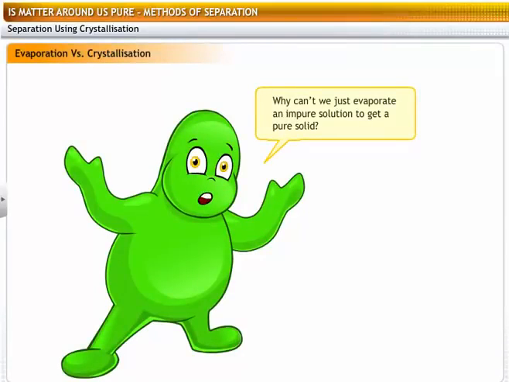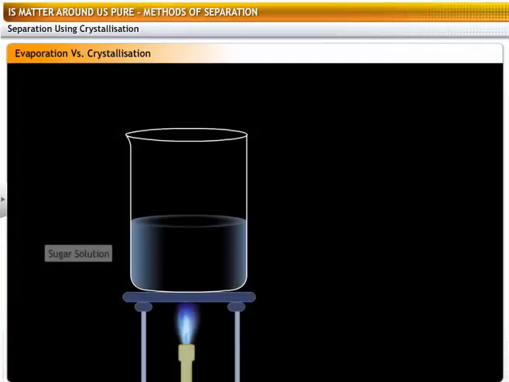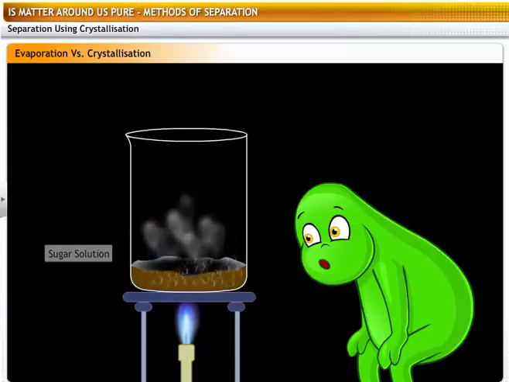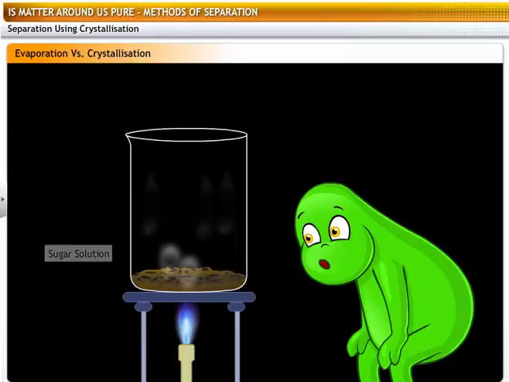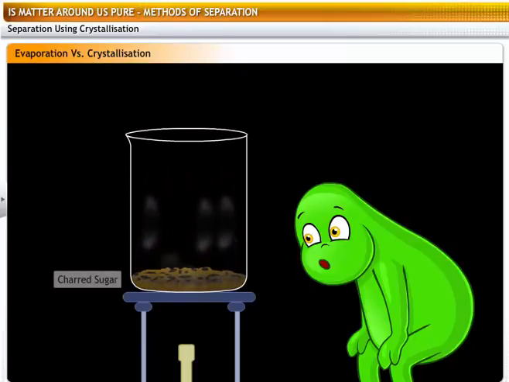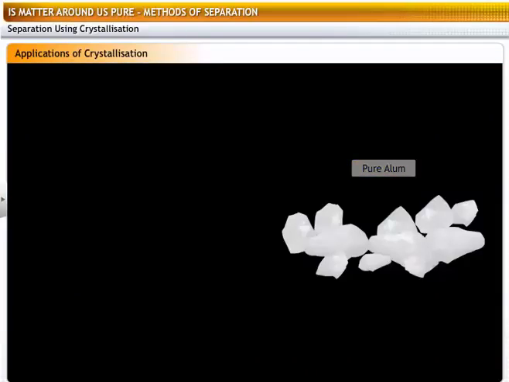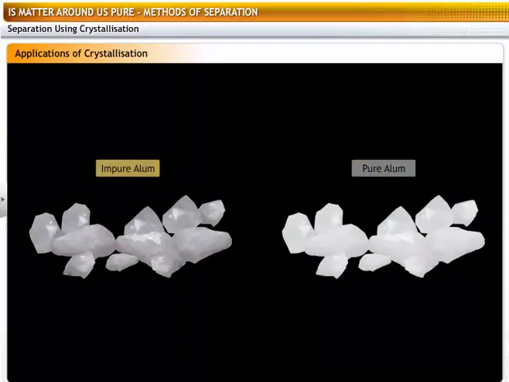Why can't we just evaporate an impure solution to get a pure solid? When you heat a sugar solution, for example, the sugar may get charred when you heat it to dryness. On evaporating the solution, the solute may still not be pure, as it may contain impurities left over from filtration. This is why crystallization is a better method. Crystallization is used for purification of salt that we get from seawater, and separation of crystals of alum from impure samples.